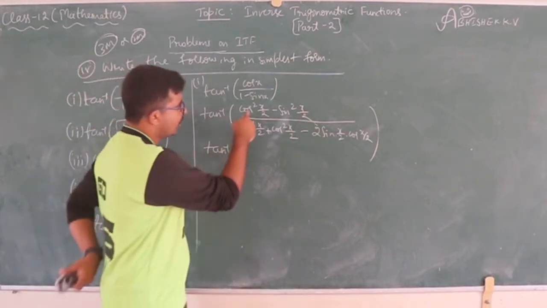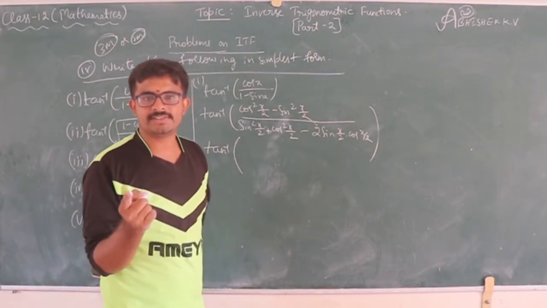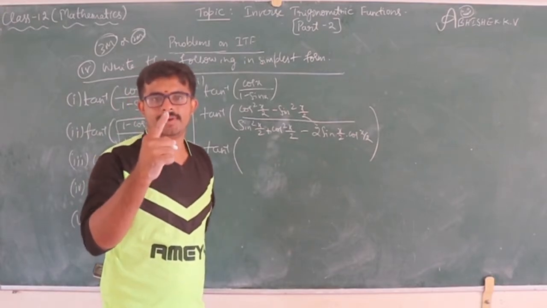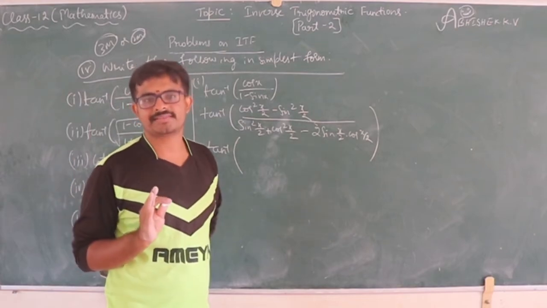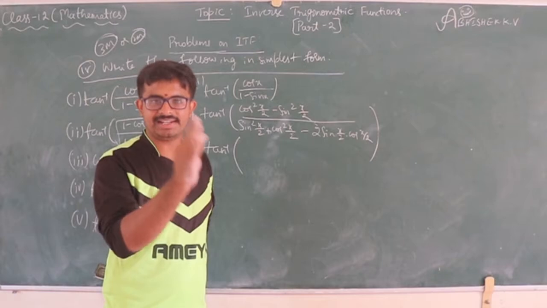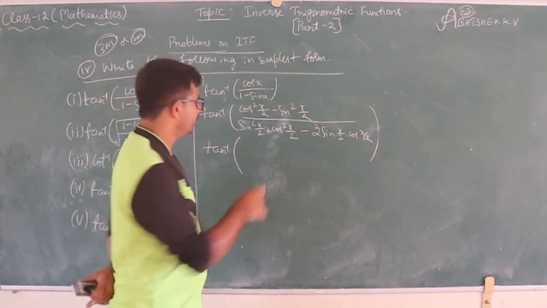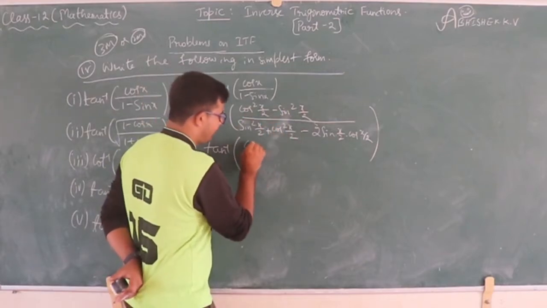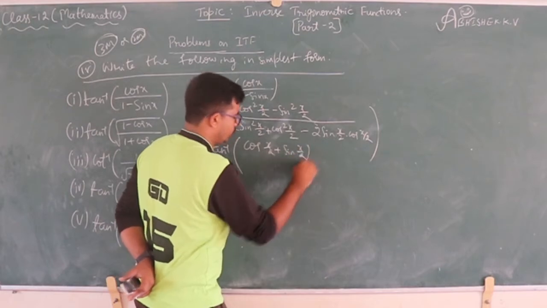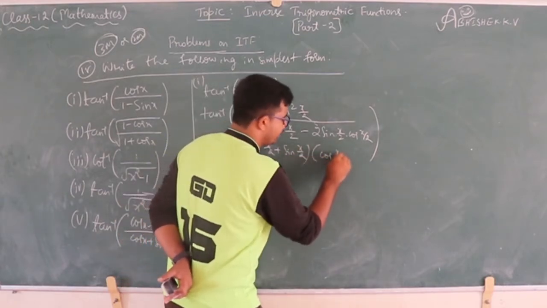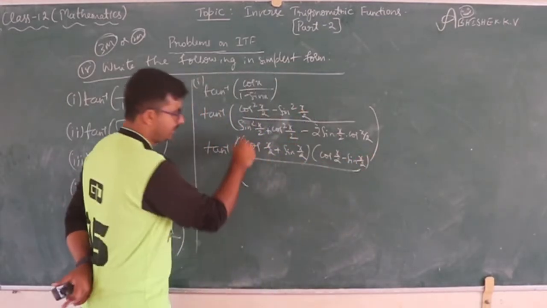Then see, this is of the form a square minus b square. What is a square minus b square? Algebraic formula: a square minus b square is equal to a plus b into a minus b. These are all your basics. That's why I told you to study class 11 and 12. You should be perfect in the basics. That is cos x by 2 plus sin x by 2 into cos x by 2 minus sin x by 2.